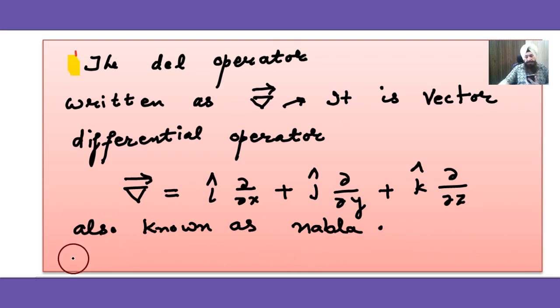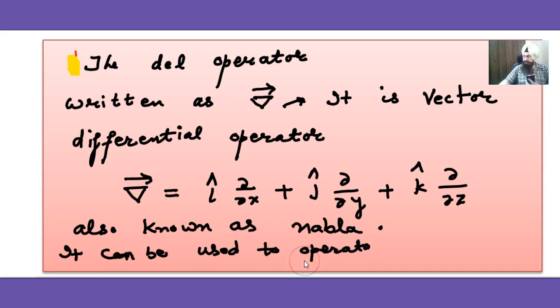It is also known as nabla. It can be used to operate on a scalar quantity as well as on a vector. When it is operated on a scalar, like del of u, maybe a potential, which is a scalar. It can be operated on a vector as well, but it depends how it is operated, with the help of dot or with the help of cross.